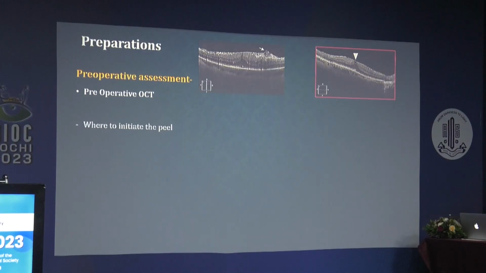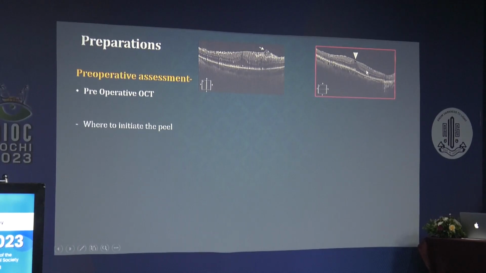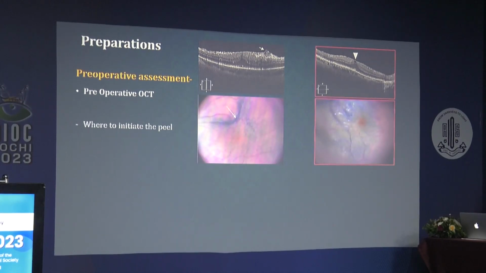Second, in a few cases we can see the ERM margin very well. Like in the first case, you can see the ERM margin, which is slightly elevated, so it is very easy to see. But in the second case, it is very difficult to see the margin of this ERM. This corresponds with the intraoperative fundus findings. Here we can see the margin very easily and start the peeling, but here it is very difficult.